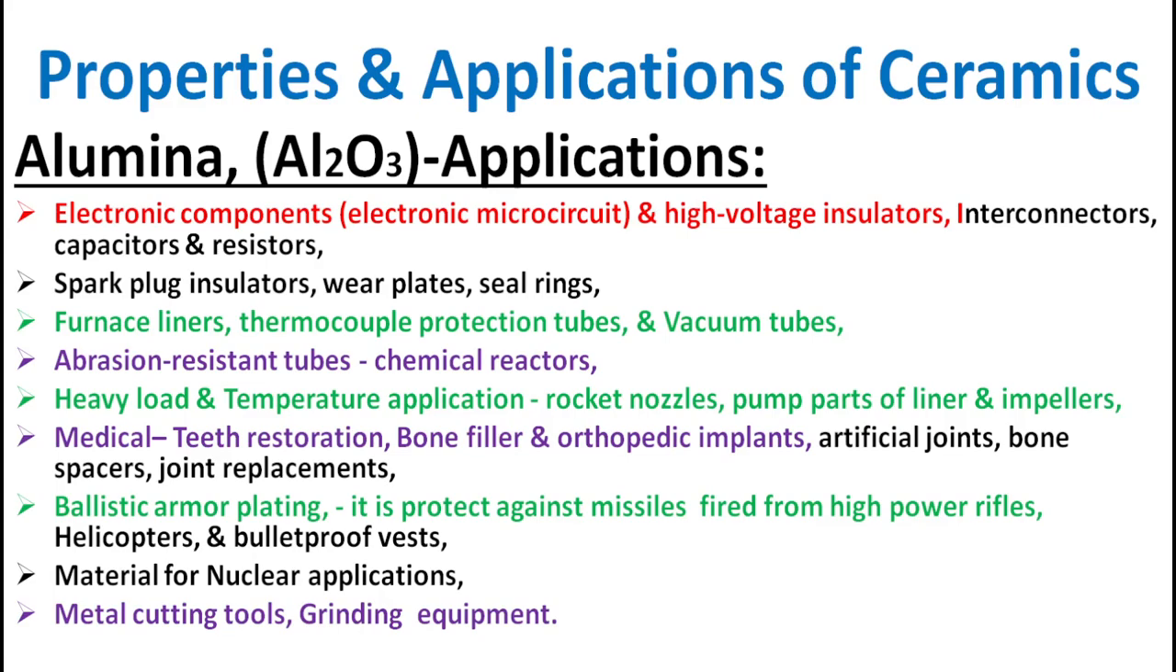The applications of alumina: mainly electronic components, electronic microcircuits and high voltage insulators, interconnectors, capacitors, resistor manufacturing, spark plug insulators, wear plates and seal rings, furnace liners, thermocouple protection tubes and vacuum tubes manufacturing. Absorption resistant tubes are mainly used for chemical reactors.